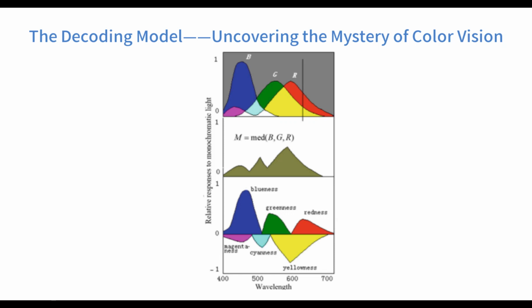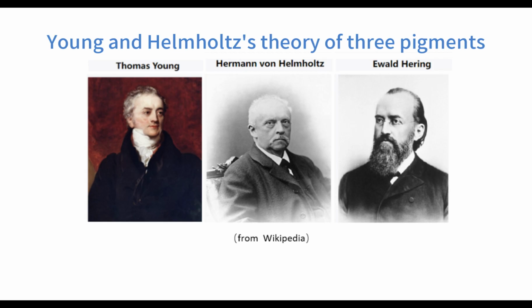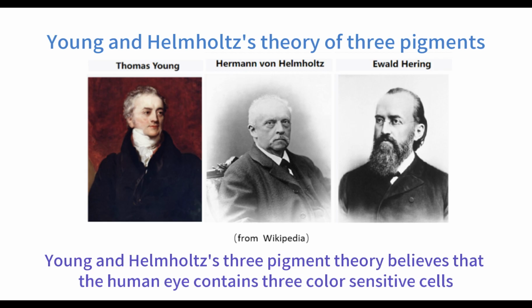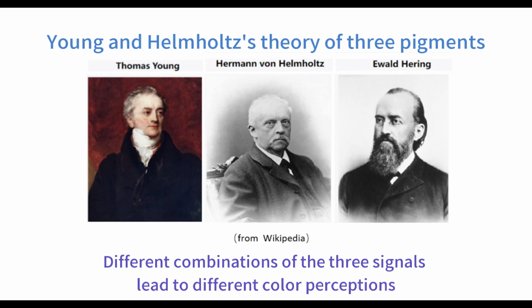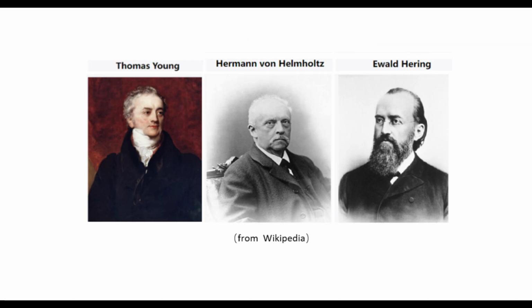The decoding model, uncovering the mystery of color vision. Young and Helmholtz's theory of three pigments. Young and Helmholtz's three-pigment theory believes that the human eye contains three color-sensitive cells, which are sensitive to red, green, and blue light respectively. Different combinations of the three signals lead to different color perceptions.